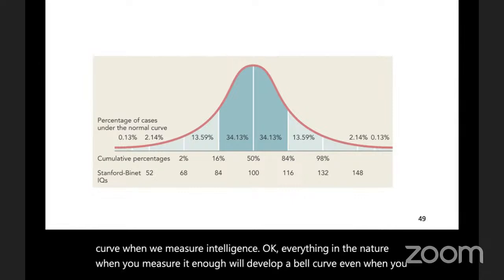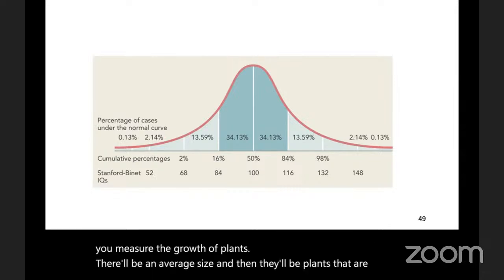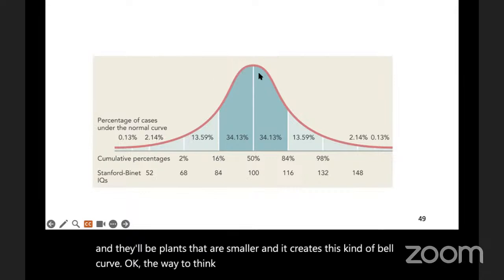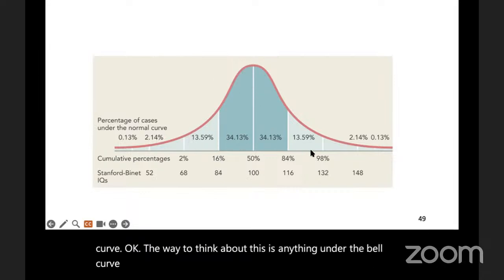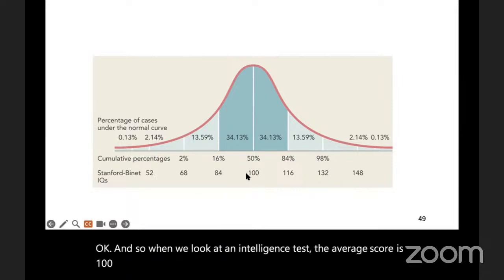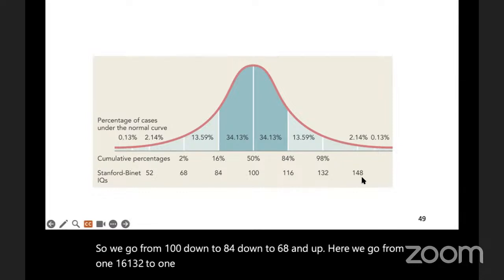Even when you measure the growth of plants, there'll be an average size, and then there'll be plants that are bigger, and there'll be plants that are smaller, and it creates this kind of bell curve, okay? The way to think about this is anything under the bell curve represents someone. It represents the population, okay? And so when we look at an intelligence test, the average score is 100, okay? And then it has what's called a standard deviation of 15, okay? So we go from 100 down to 84, down to 68. And up here, we go from 116, 132 to 148. All right.